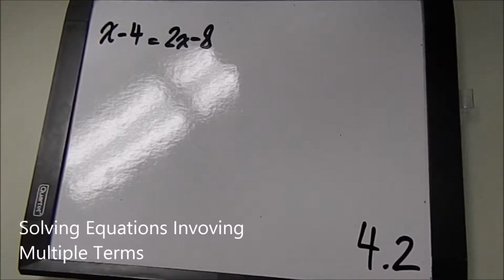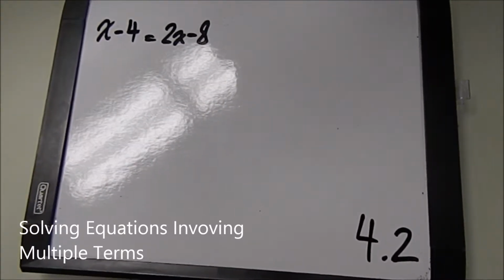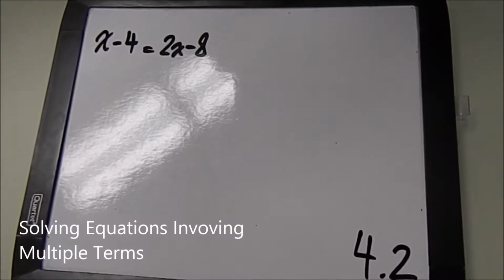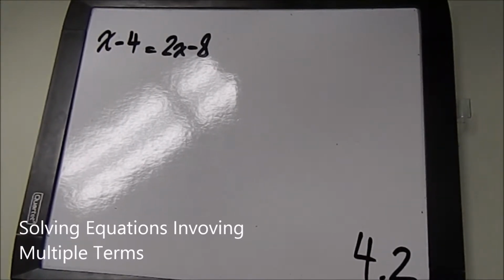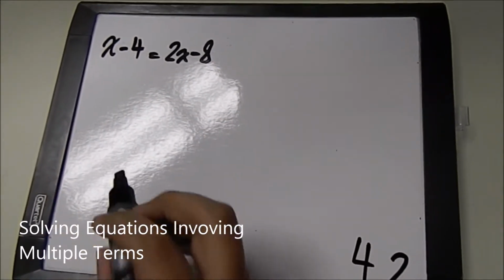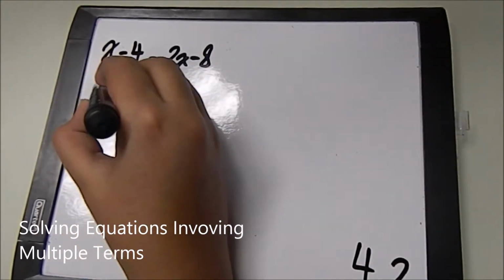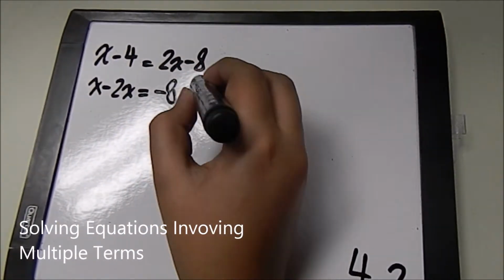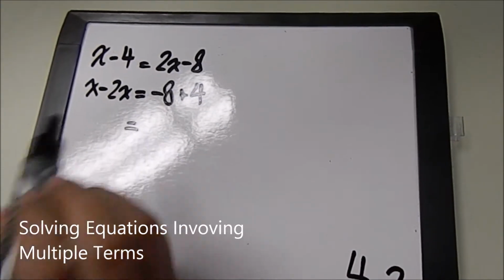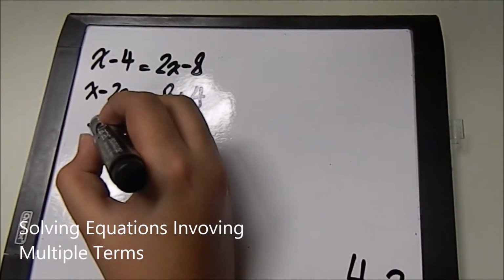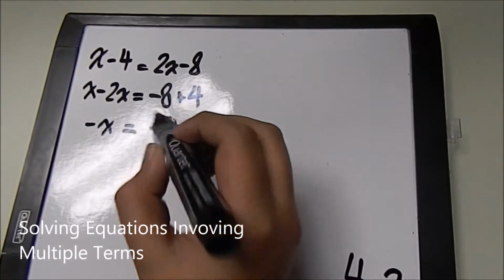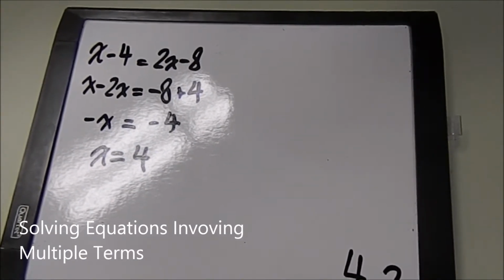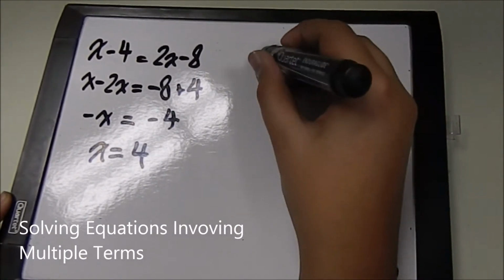4.2 Solving equations involving multiple terms. To solve an equation involving multiple terms, collect variable terms on one side of the equation and constant terms on the other. For example, x minus 4 equals 2x minus 8. Then, you bring x to the same side. x minus 2x equals negative 8 plus 4. Then, you solve for x. Negative x is equal to negative 4. x equals 4. To solve an equation involving brackets, you may need to expand the brackets first.